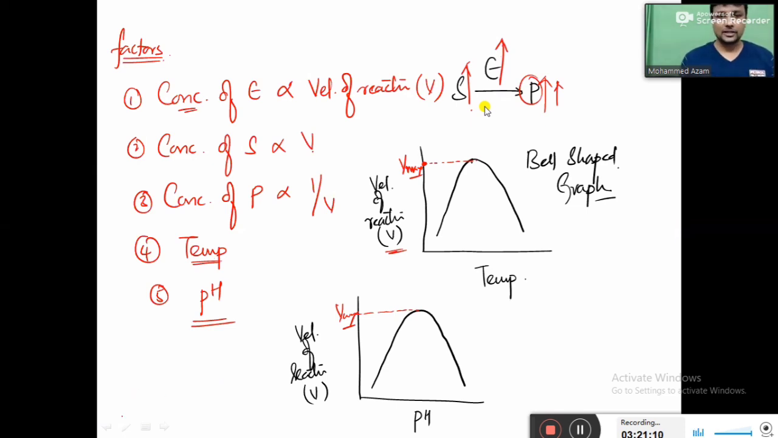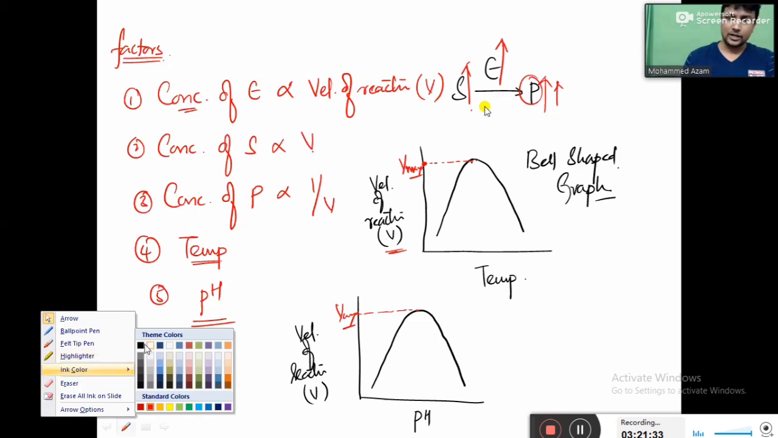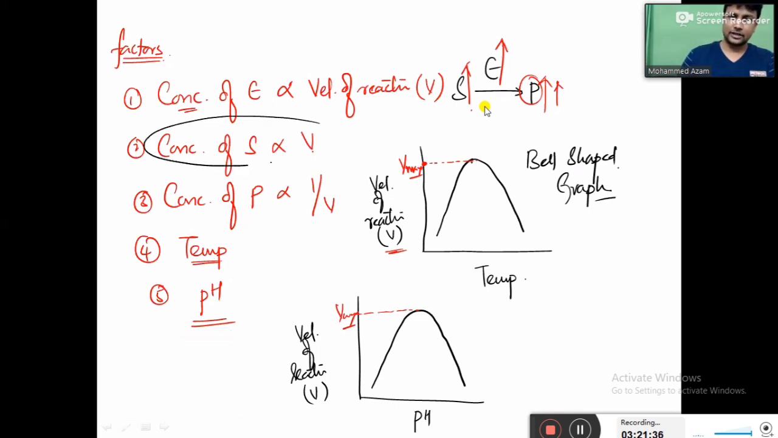So this topic is so simple, guys. Concentration of enzyme increases, velocity increases. Concentration of substrate increases, velocity increases. Concentration of product increases, velocity decreases. And with respect to temperature and pH, we are getting a bell-shaped graph: first increases, maximum, then decreases. That is what you have to remember. Okay, done. And now let us work out in detail with the concentration of substrate. This is something important. Let's work in detail.